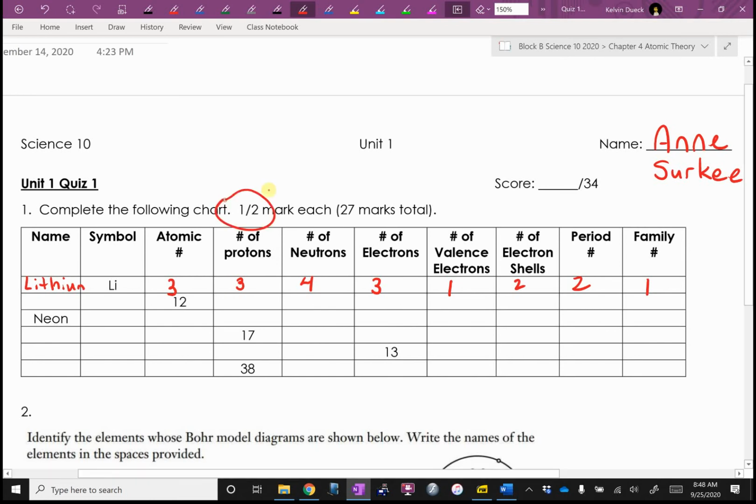Sorry, I lied. Half mark for each of those. Read my own instructions, Mr. Dewick.